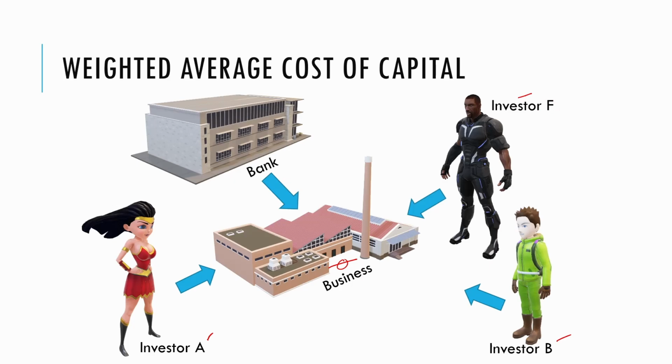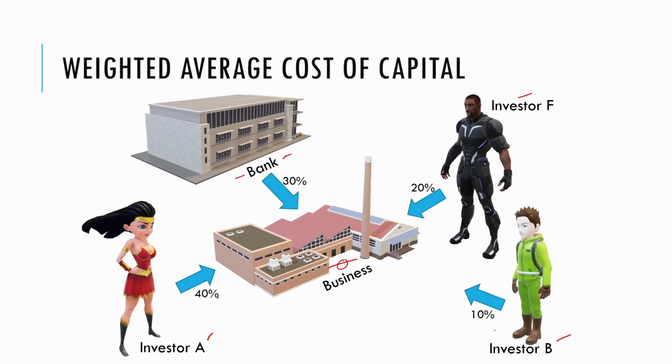Okay, and then there is a bank. So there are four sources of capital. One source is from investor A in terms of equity, another is from investor B in terms of equity, another one is from investor F in terms of equity, and then finally from the bank in terms of loan. Now assume that this is the share. Share means what percentage of capital is drawn from these four sources.